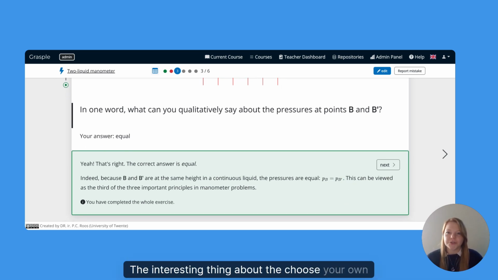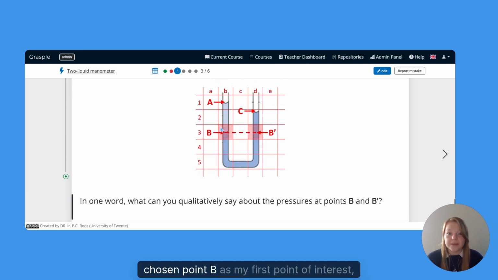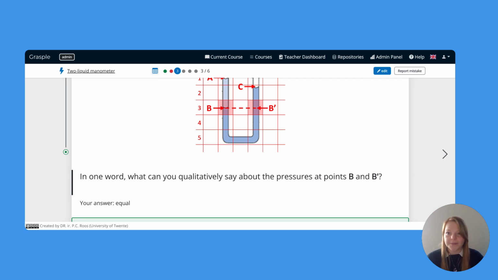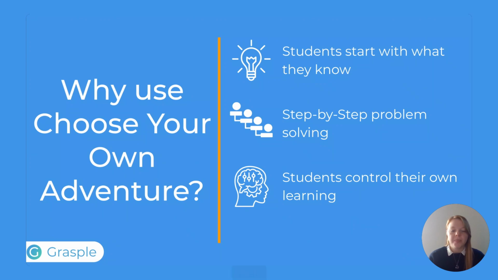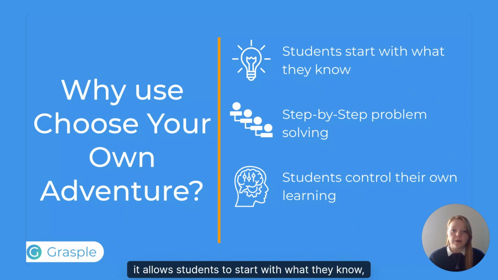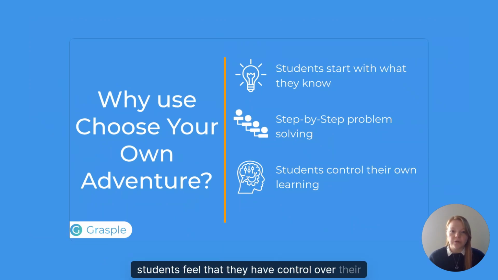The interesting thing about the choose your own adventure type exercise is if I had, for example, chosen point B as my first point of interest, I would receive these questions in a different order. But why use conditional logic to create this kind of choose your own adventure question? Well, it allows students to start with what they know, and they can build up to more complex topics from there. It also helps break down complex STEM problems into steps that are easier to visualize and easier to tackle. And finally, students feel that they have control over their learning and can take ownership because they're the ones making decisions about where to start with a problem.